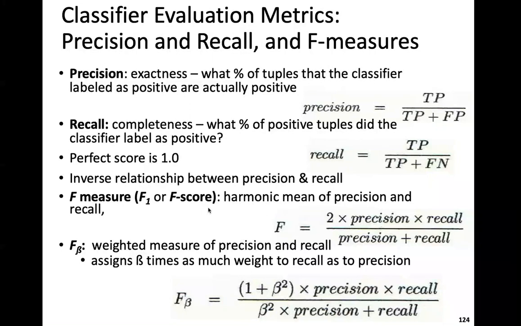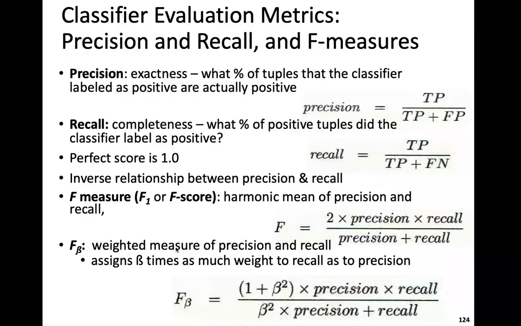And there is actually an inverse relationship between the precision and the recall. You can have a score which is called the harmonic mean of precision and recall, the F score, which is 2 times precision into recall upon precision plus recall.